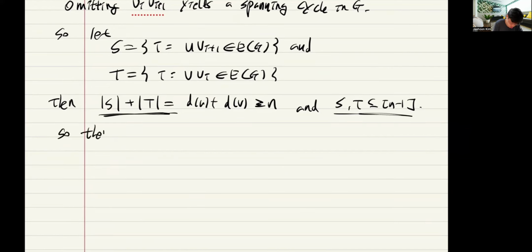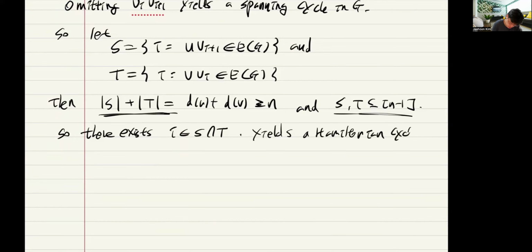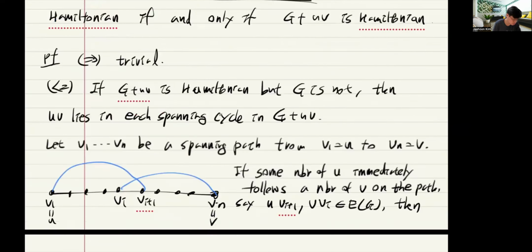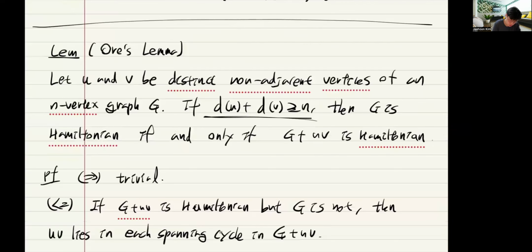So there exists an i that belongs to both of them, that yields a Hamiltonian cycle, which proves the theorem. Now we have this Euler's lemma.